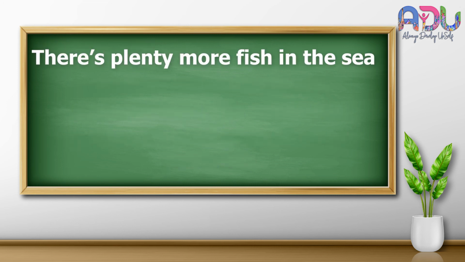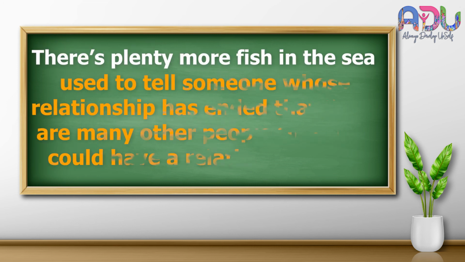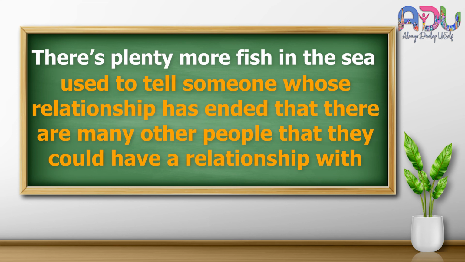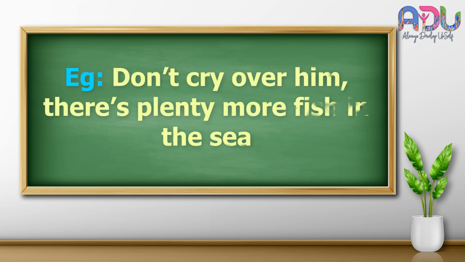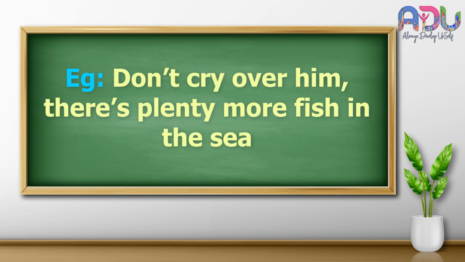67. There are plenty more fish in the sea. There are plenty more fish in the sea is used to tell someone whose relationship has ended that there are many other people that they could have a relationship with. For example, don't cry over him. There are plenty more fish in the sea.